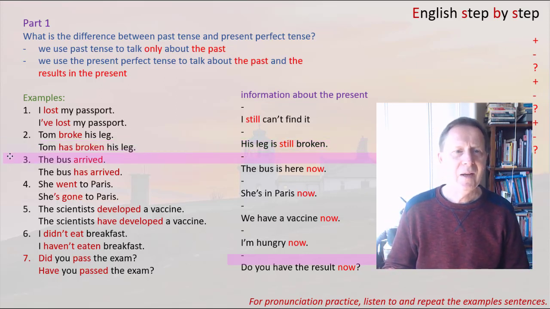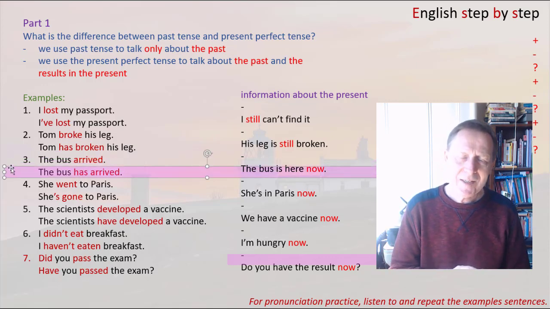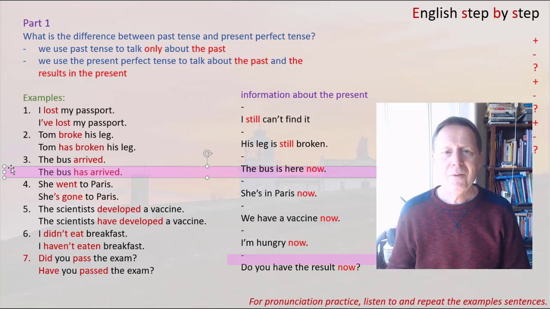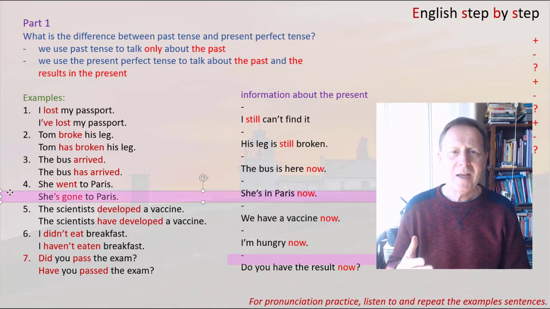Number 3, the bus arrived. The bus has arrived. Now the second sentence means that the bus is here now. So we have information about the present. Next, she went to Paris. No connection with the present. She's gone to Paris. That means she's in Paris now.